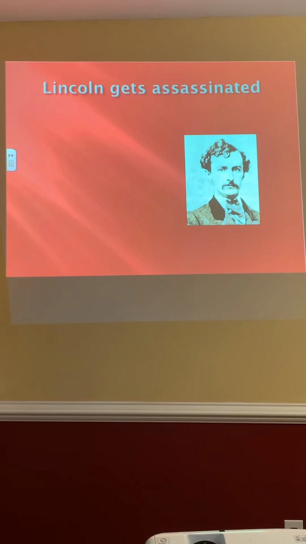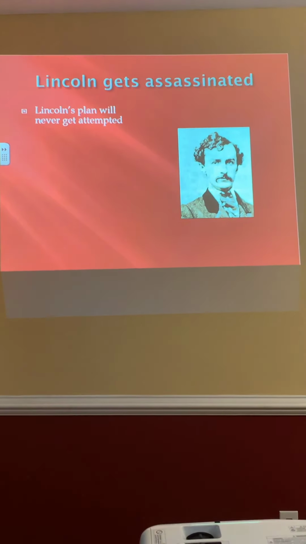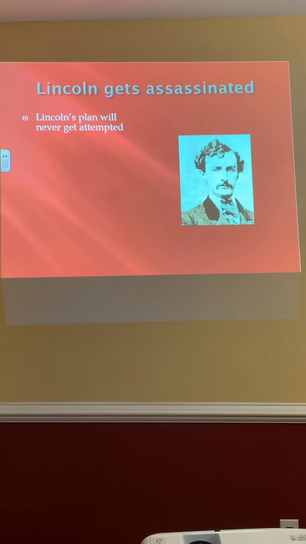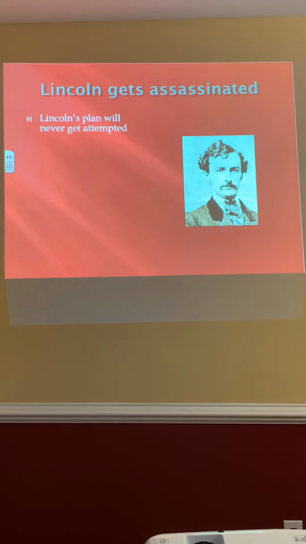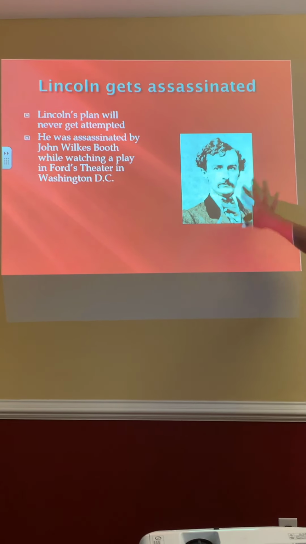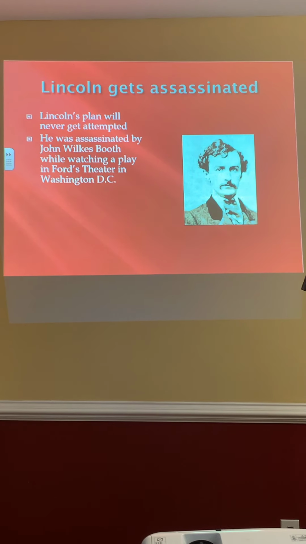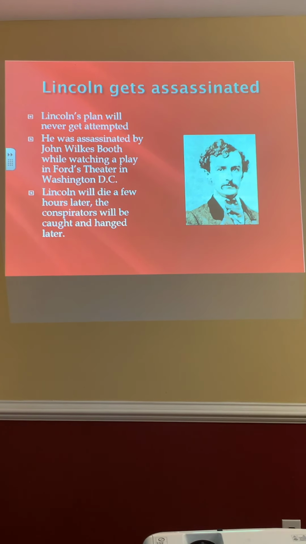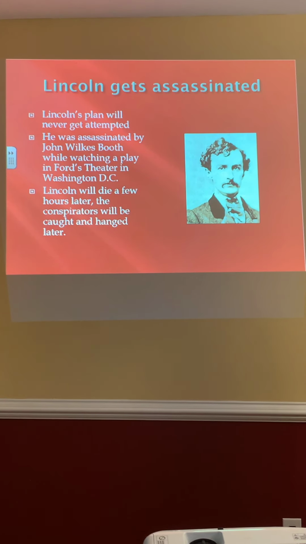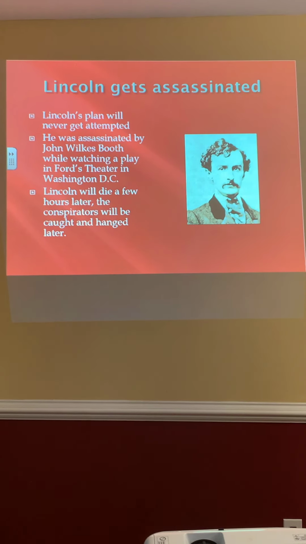Unfortunately for the United States, Abraham Lincoln gets assassinated. This is John Wilkes Booth. He never gets to really attempt to fight for his plan because he gets shot. He's assassinated by John Wilkes Booth while watching a play in Ford's Theater in Washington, D.C. He's going to get shot in the head on April 14th and die on April 15th of April 1865.